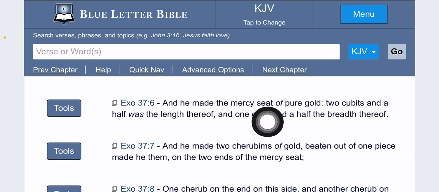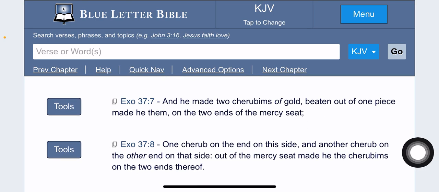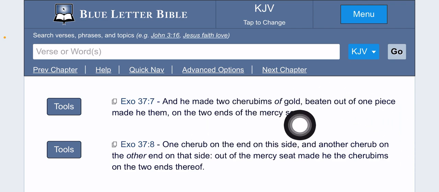And he made the mercy seat of pure gold, 2.5 cubits was the length thereof, and 1.5 cubits the breadth thereof. And he made 2 cherubims of gold, beaten out of 1 piece, made he them on the 2 ends of the mercy seat. Please bear in mind and remember this verse. He made 2 cherubims, which are 2 angels, one on each side of the mercy seat, because the Ark of the Covenant is also known as the mercy seat. 1 cherub at the end of this side, and another cherub on the other end of that side.